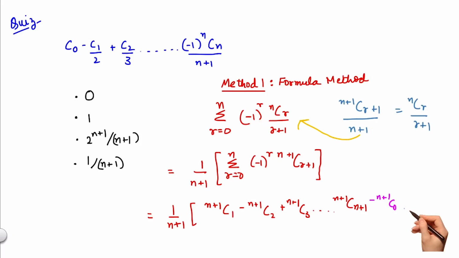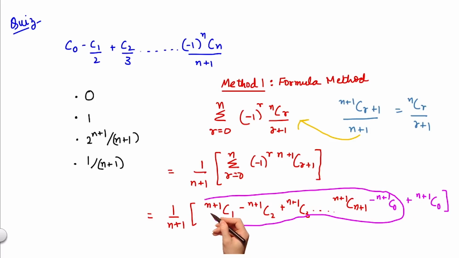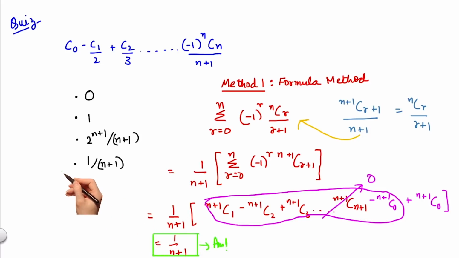Now I can add and subtract n plus 1 c0 to this expression. I know that this sum amounts to 0, as we have already seen earlier. Minus 1 to the power r cr going from 0 to n goes to 0. So minus 1 to the power r n plus 1 cr going from 0 to n plus 1 will also amount to 0. And n plus 1 c0 is 1. So my answer becomes 1 upon n plus 1. So option 4 is the correct answer.